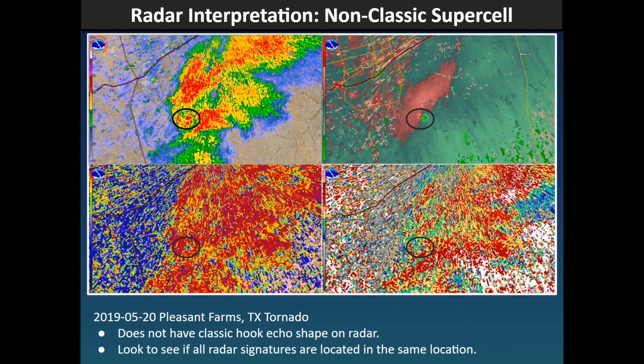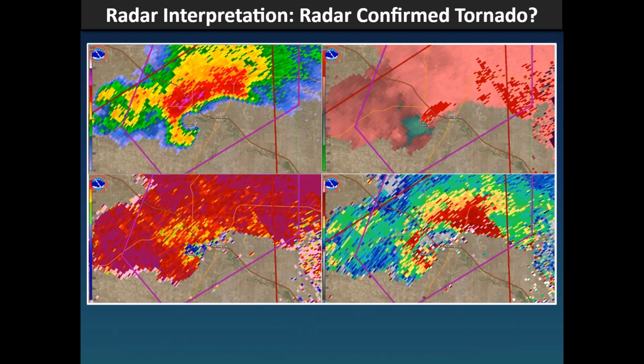And this is an example where it doesn't have a classic hook echo shape on radar, though you can kind of see one. If you look carefully, you can see a little bit of that hook shape in the center left part of the image. But the key thing to identifying potential tornadoes on radar is just seeing if all these features are located in the same part of the storm. That's the key thing. So let's see if all radar signatures are located in the same location, because it can be kind of tricky.